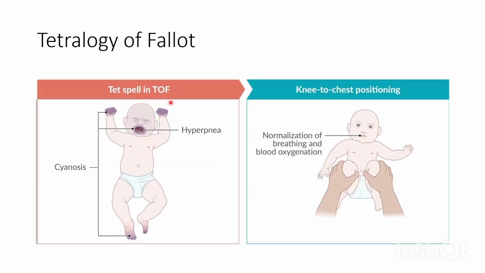TET spells in TOF. TET spells are hypercyanotic hypoxic episodes. This is central cyanosis. This is peripheral cyanosis. Hyperpnea. Knee to chest positioning. Normalization of breathing and blood oxygenation. Knee to chest positioning increases the systemic vascular resistance, thus higher pressures in the aorta, forcing blood into the pulmonary circulation for oxygenation. So cyanosis will be relieved.